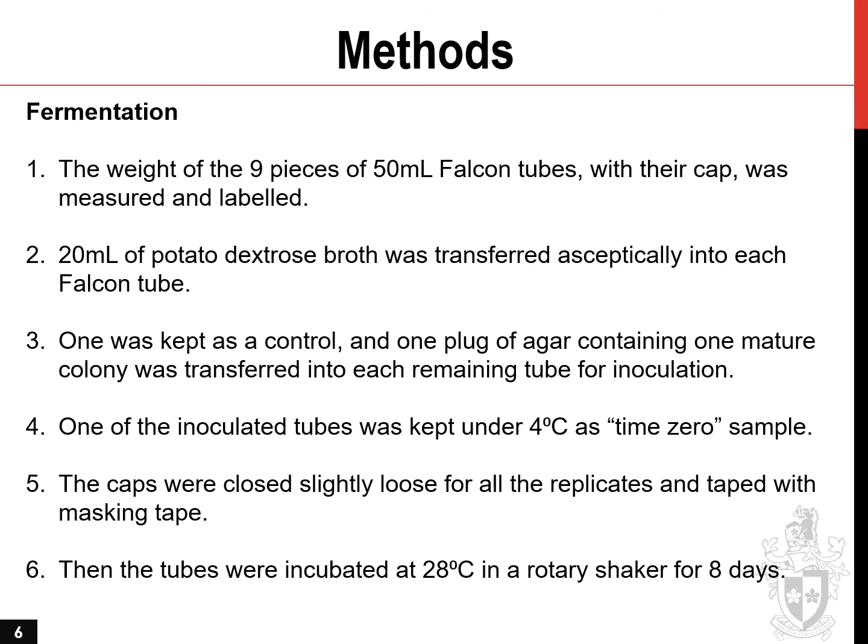Under fermentation, we first measure and label the weights of each of the 9 pieces of 50 milliliter Falcon tubes with their caps on. Then we transfer 20 milliliters of potato dextrose broth into each of these Falcon tubes aseptically. One of these Falcon tubes is kept as a control, and then one plug of agar containing one mature colony of red yeast was transferred into each of the remaining tubes for inoculation.